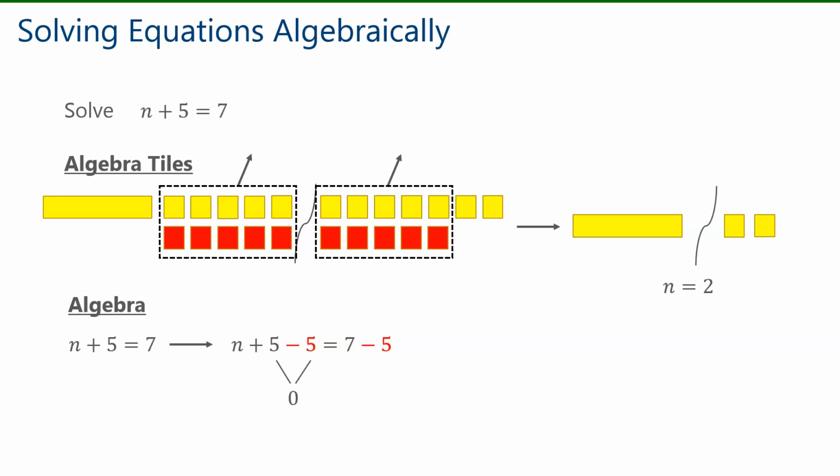5 subtract 5 is 0. 7 subtract 5 is 2. And so we're left with n equals 2. And we can verify our solution from either example. Simply substitute it back into our equation. 2 plus 5 does in fact equal 7, so n equals 2 is the solution.